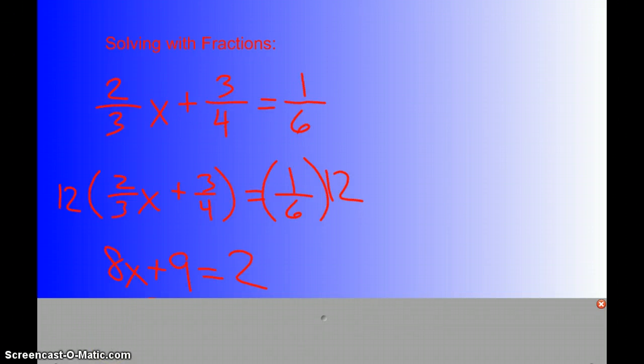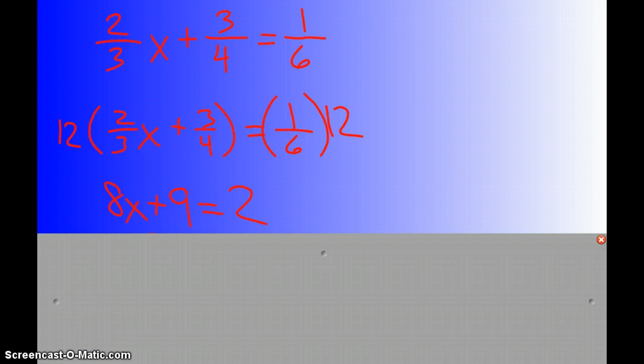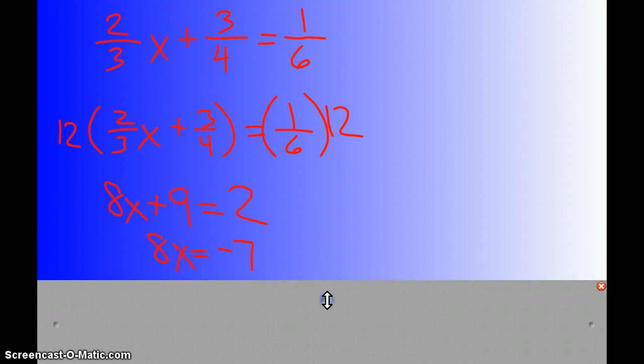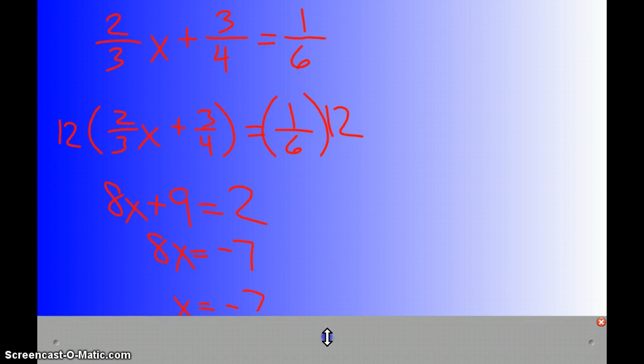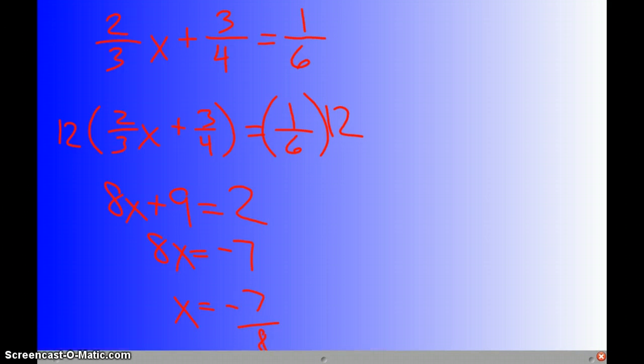So now, as we look at our new equation, 8x plus 9 equals 2, that's an equation most of us are very comfortable with solving. We subtract our 9, giving us 8x equals negative 7, and we divide by 8, giving an answer of x equals negative 7/8. So we get to a fraction answer without having to do a whole lot of work with the fractions themselves. So, one more example.